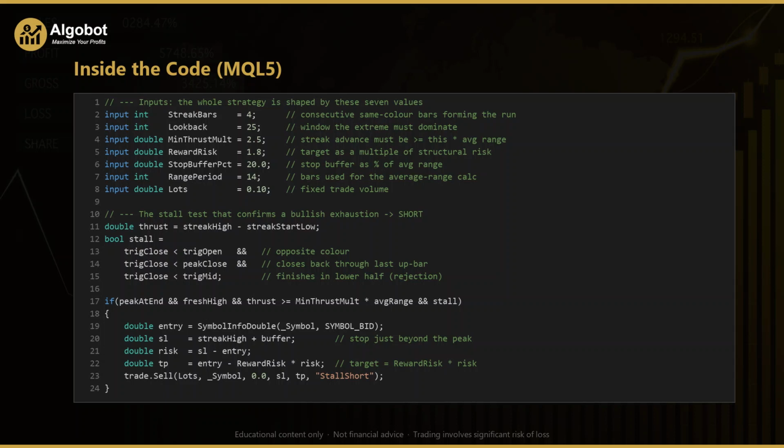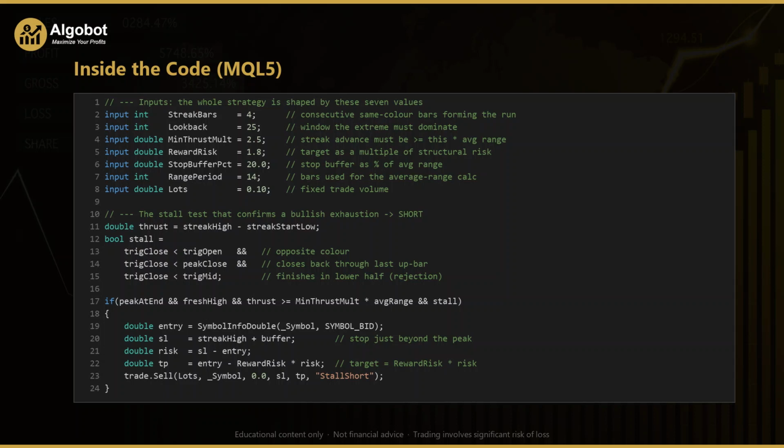Below the inputs is the signal logic for a bullish exhaustion that leads to a short. First, it computes thrust, the net advance of the streak from its starting low to its peak. Then it builds the stall test. The trigger bar must close below its open, so it's the opposite color. It must close below the previous bar's close, taking back ground. And it must close below its own midpoint, the trigMid value, which marks a rejection that finishes in the lower half of the bar.